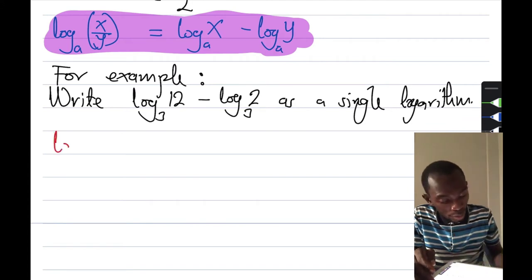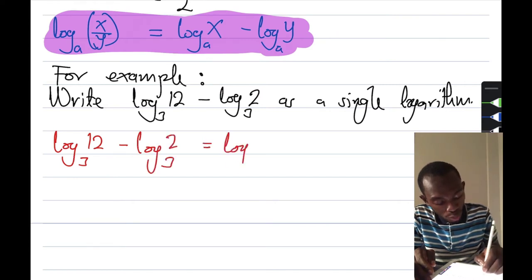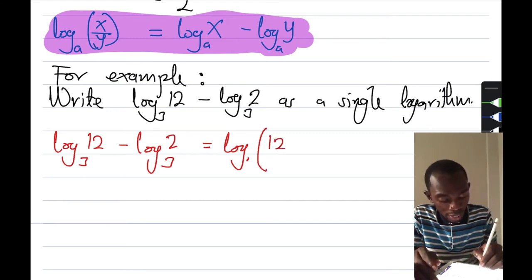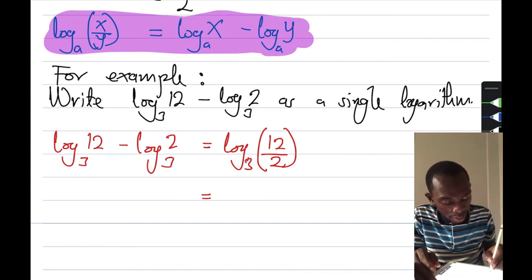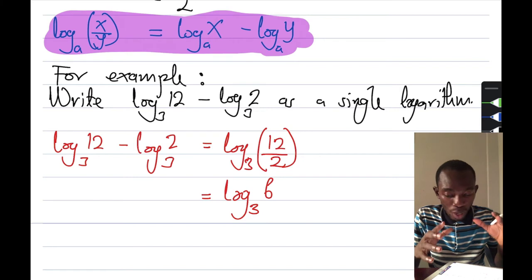So this log minus that log would be, so log 3, you factor the log out, so you get 12 divided by 2. Why? Because of this subtraction sign, so you have the division, okay? And then the base is what? Base 3. That will give us log 6 base 3, okay? So that is how to apply it.